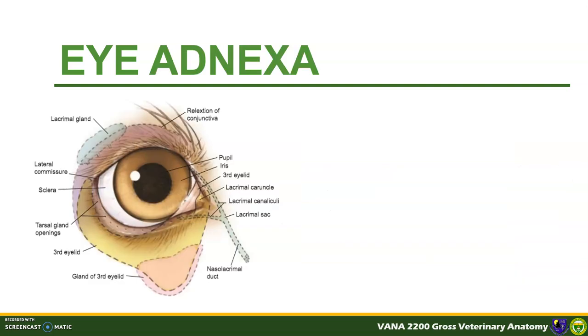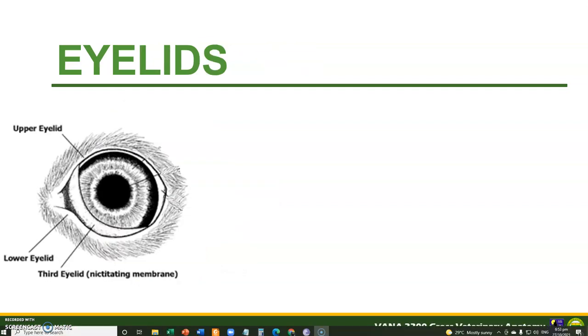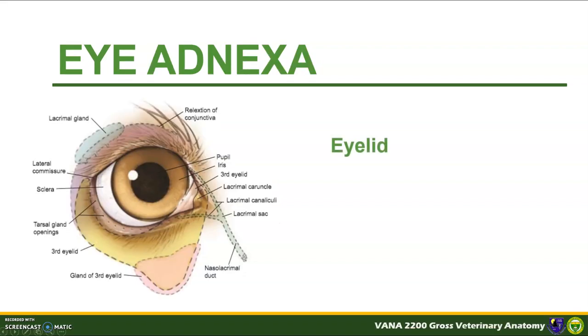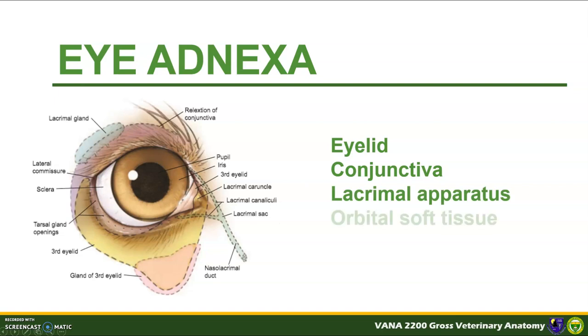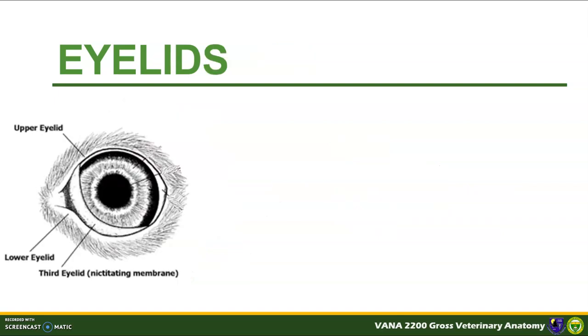The adnexa, by definition, are the attachments or appendages which are involved in protecting or supporting the function of an organ. The eye adnexa includes the eyelid, the conjunctiva, lacrimal apparatus, and the orbital soft tissue. The eyelids and the conjunctiva protect the eye, while the lacrimal apparatus keeps the surface of the eye moist and provides the first barrier to infection and helps to nourish the cornea.